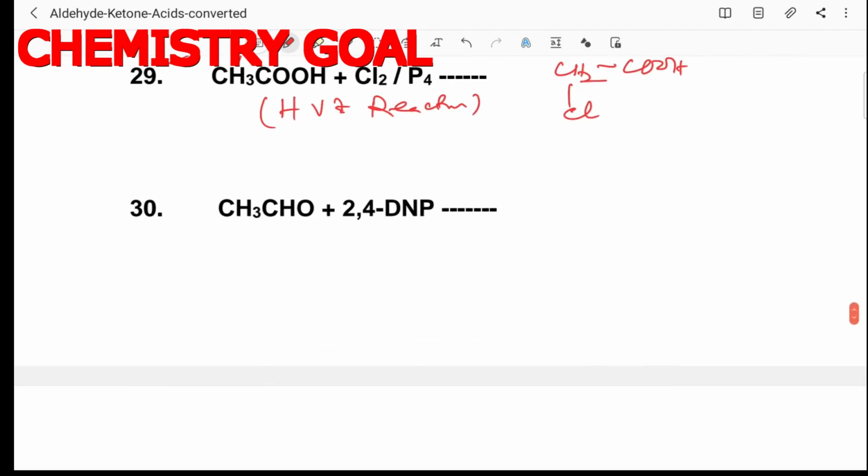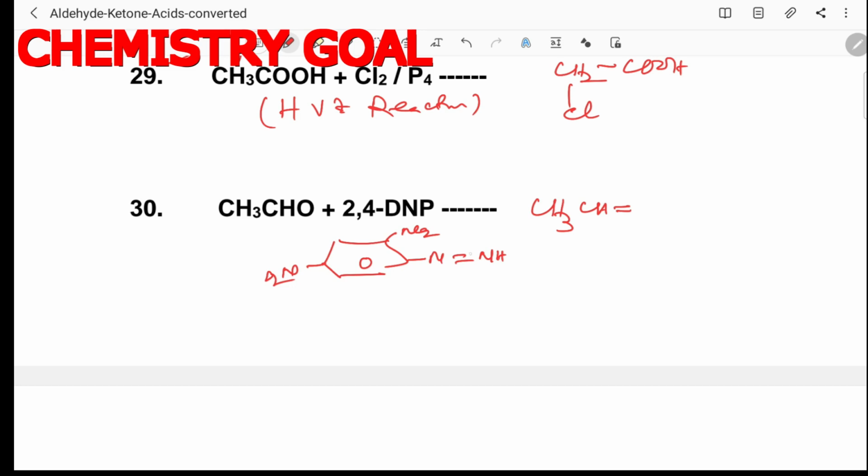Then an aldehyde reacts with 2,4-DNP, 2,4-dinitrophenylhydrazine. The structure will be the same, CH3CH double bond. The 2,4-dinitrophenylhydrazine structure is like this: this is your NO2 and this is your NO2 and this is N double bond NH. Okay. So the result will be, what is the product? CH3CH.